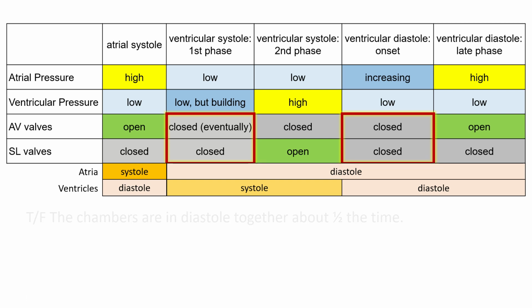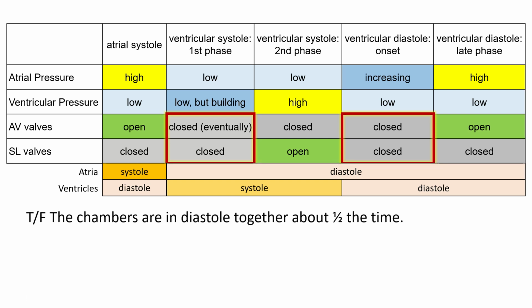All right, how about a true-false question? The chambers are in diastole together about half the time. Well, let's look at our chart. So we know that the atria are here in diastole and the ventricles are here in diastole, and that is about half the time that the atria are in diastole, so I'm going to say that's true.